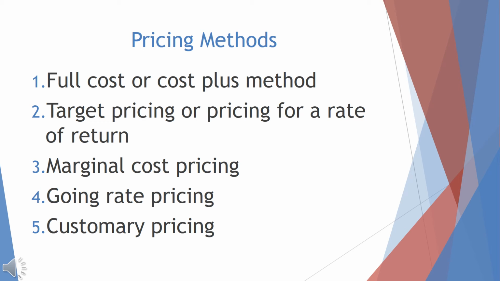Next one, going rate pricing. This method is adopted by oligopoly, where a firm initiates price changes and the other firms in the industry follow the pattern set by the leader. Other firms accept the leadership. This method is also called acceptance pricing. Customary pricing. Prices of certain goods become more or less fixed for a considerable period of time, not by deliberate action on the seller's part, but as a result of their having prevailed for a considerable period of time.